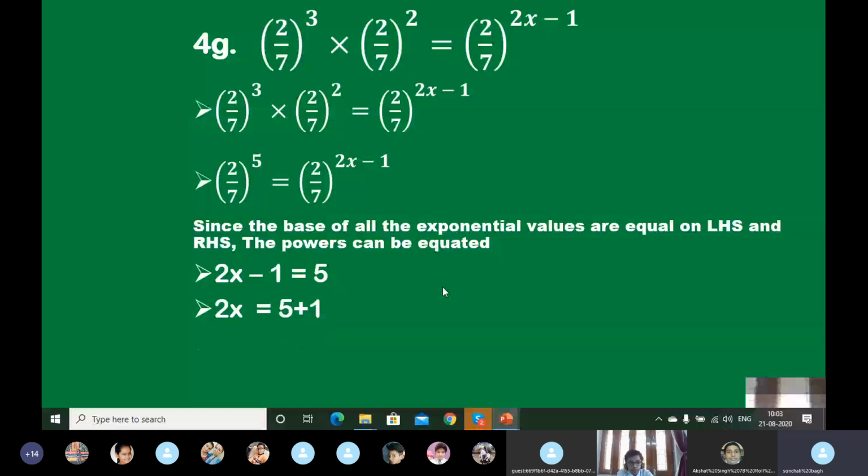Confirm? No, ma'am. 6. I'm not talking about 2x, I'm talking about x. What will be the value of x? Ma'am, we will divide 6 by 2. X is equal to 3, because 2x is given now, not x. We have to find x. So x is equal to 3. Any confusion? No, ma'am.